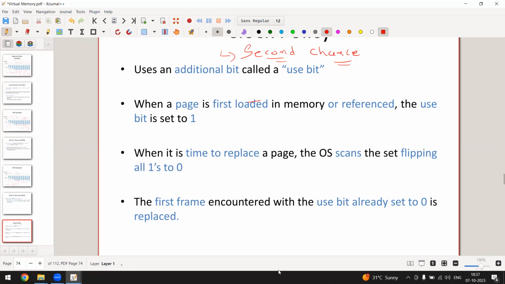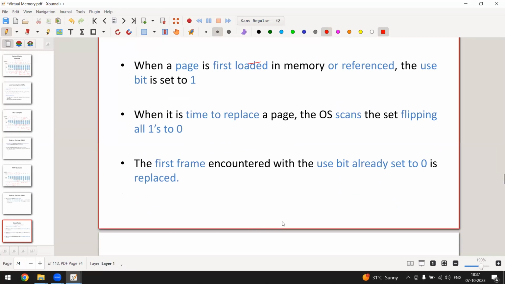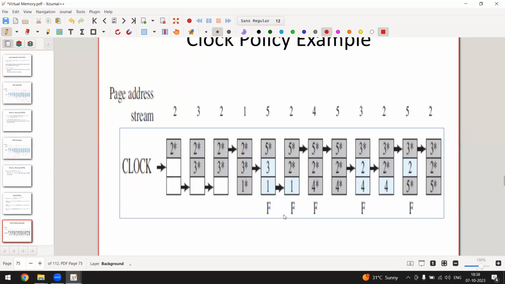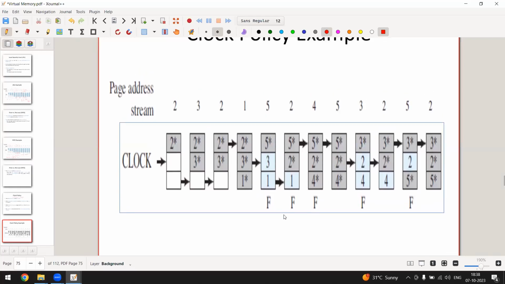In that process, whichever frame is encountered with the use bit already set to 0 is selected for replacement. Whichever frame has use bit 0, the first one encountered, will be replaced. Okay. So let's look at the example of clock policy.